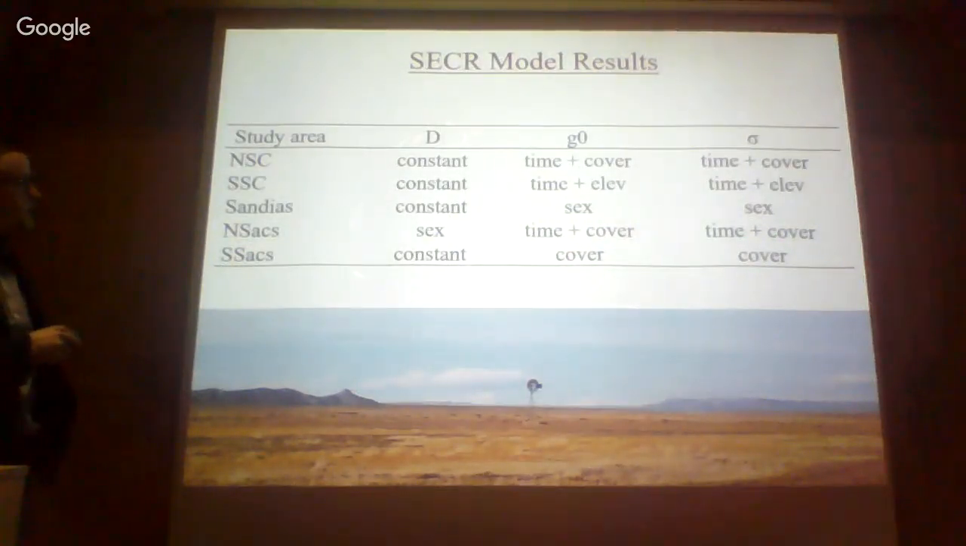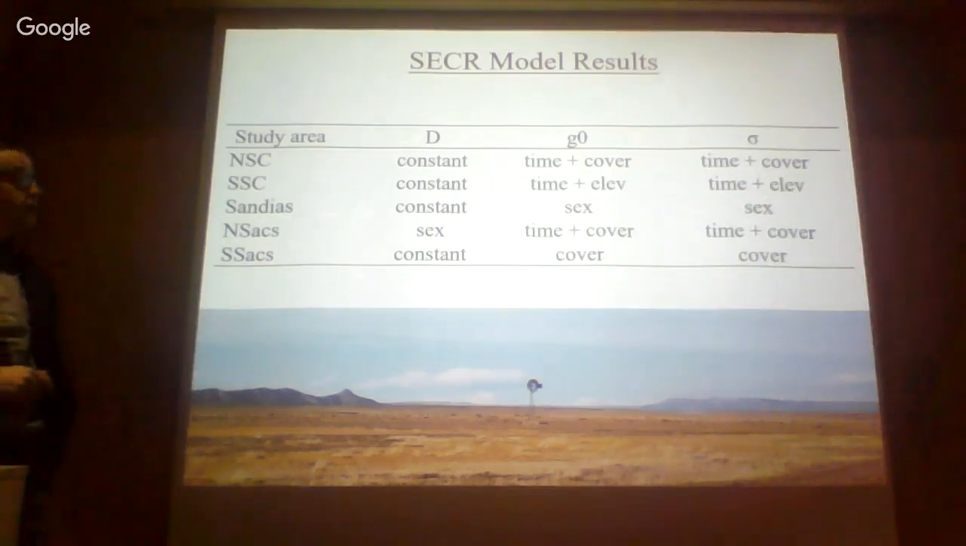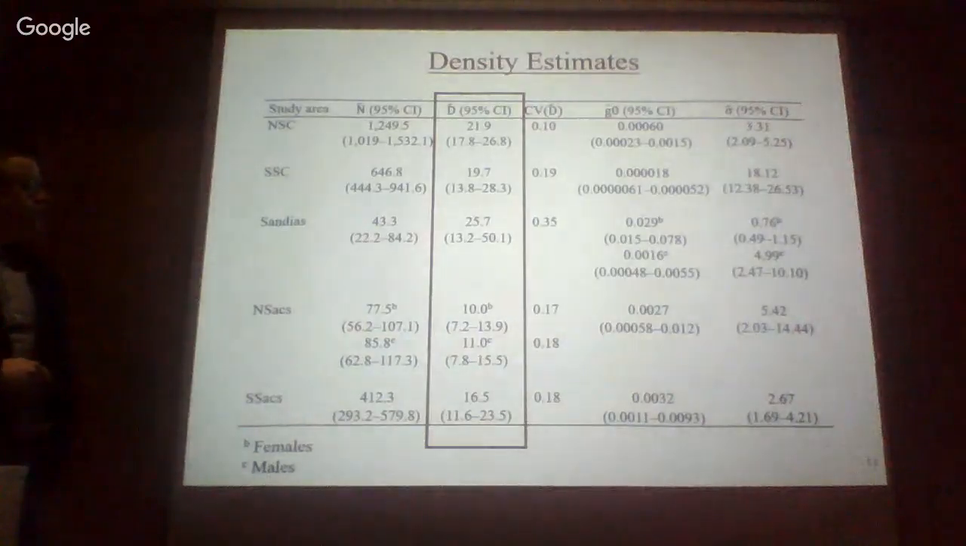Across the study areas, it looks like our top models suggested that we had equal sex ratios in each mountain range, except for here in the northern Sacramento Mountains. And then we kind of had a similar pattern for these detection covariates, whereas time as well as cover and elevation were important explanatory variables, except here in the Sandias, which showed that sex of the bear best explained variation in those parameters. From those models, density-wise, our lowest density estimates were in the southern Sacramento, at 16.5 bears per 100 square kilometers, with the highest being in the Sandias.